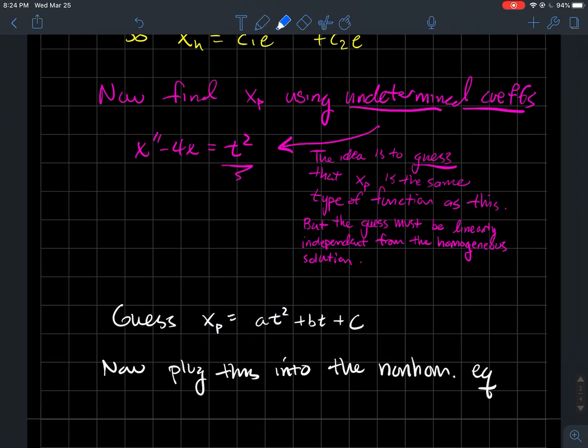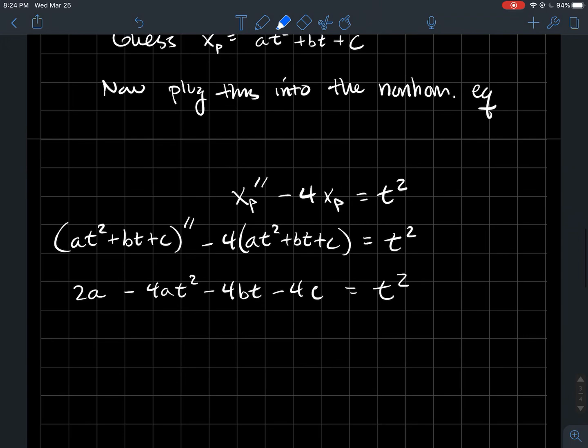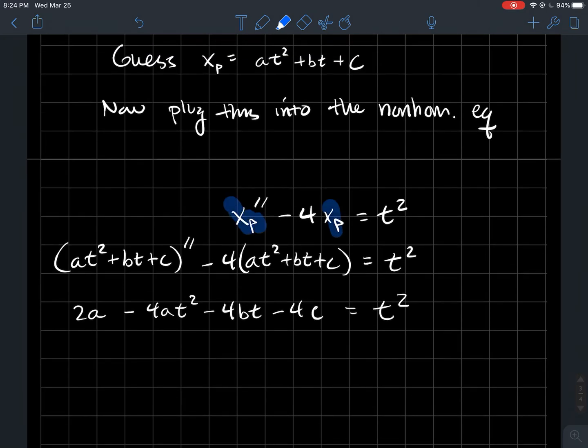So what we should do then is just plug xp in for all the x's that I see in my equation. So if we do that, it looks like this. Here's xp here and here, and you notice here I'm going to plug in my guess. That's what xp is. And so what we should do is do all the derivatives as necessary. If I do that, you do the second derivative here. There's a lot of highlighting right now. You'll do the second derivative here. You should get a 2a out of the first part. And the rest of that stuff, bt plus c, goes away when you do the derivative twice.